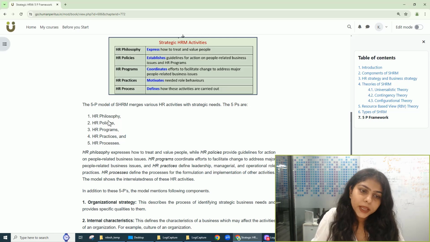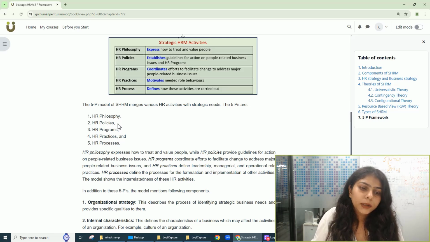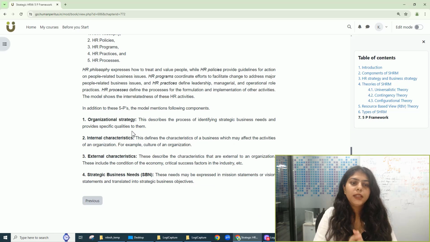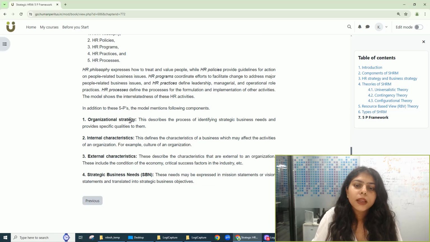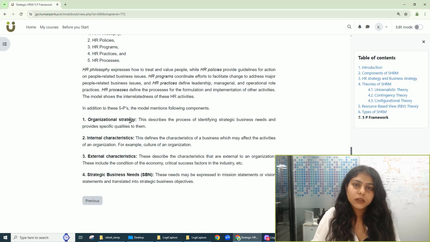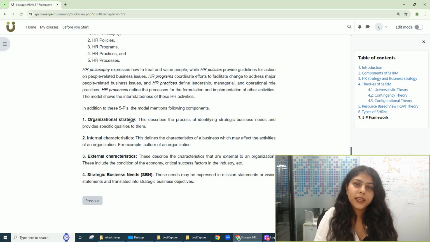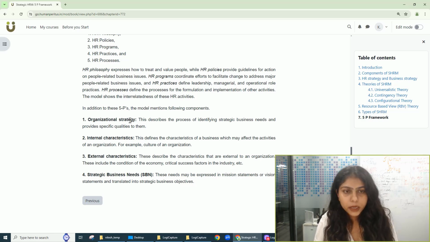And then from HR philosophy, we move on to HR policy. Now a policy is a guideline or a framework or rules for how things or HR practices are to be carried out. Then we have HR programs, and these HR programs are very specific programs that are made to achieve certain goals. So these are very specific, goal oriented.